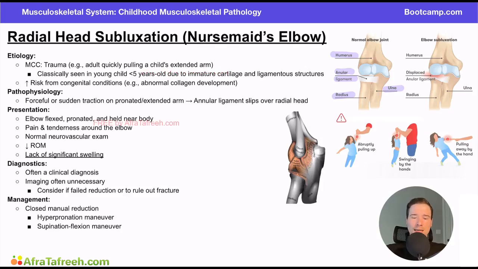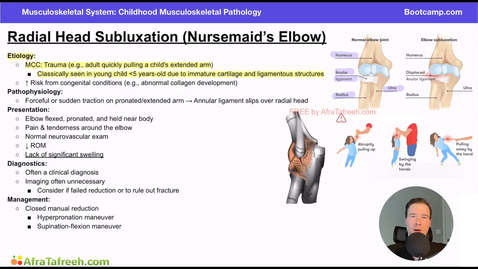So if we think about the etiology here, the most common cause of this condition is going to be trauma, specifically an adult pulling a child's extended arm. This is classically going to be seen in young children less than 5 years of age due to the immature cartilage and ligamentous structures, right? It's unlikely that this would be seen in an adult, one, because it's hard to pull them up, as you can see in this image right here, but two, because the ligamentous structures around the joint are more solidified as we age. They're not as flexible. They're not as likely to be dislocated from one another.